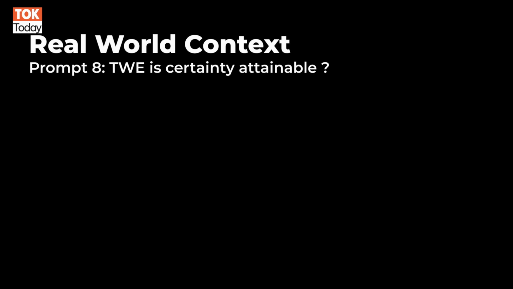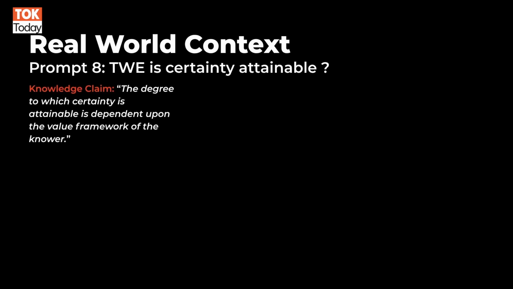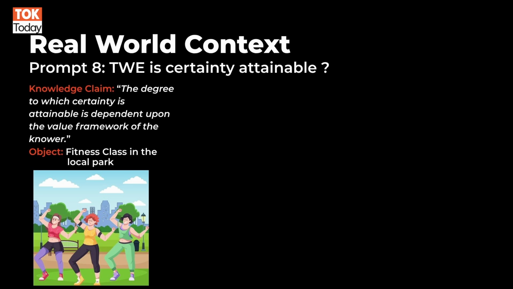Let's take prompt 8. To what extent is certainty attainable? Now imagine that we have written the knowledge argument that the degree to which certainty is attainable is dependent upon the value framework of the knower. The object that we've chosen is a fitness class in our local park, and the link is that the participants have varying degrees of certainty that physical exercise is linked to physical health, and that those varying degrees come from the different value frameworks of those knowers.